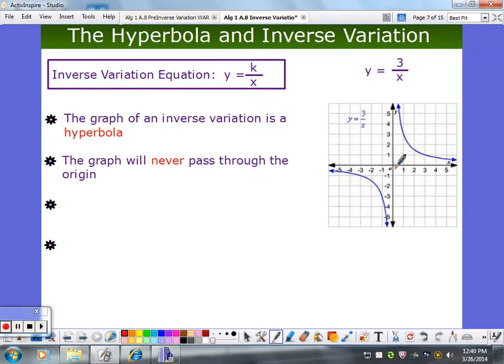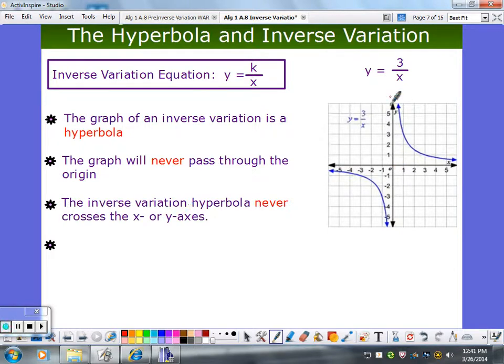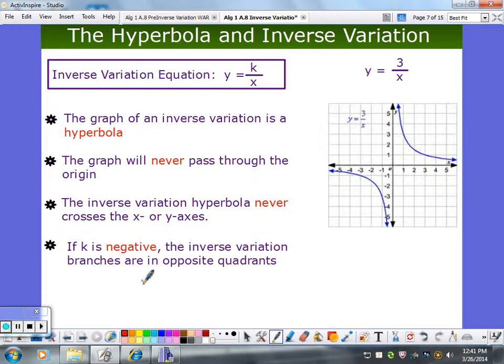So that's really different. It will never be here. It also will never cross the x or y axes. They are asymptotes. It will never get past them. They're brick walls. And if k is negative, we're going to swap the quadrants, from 1 and 3 to 2 and 4.